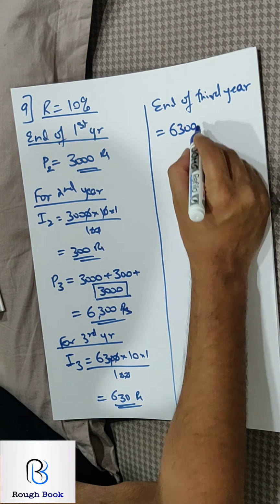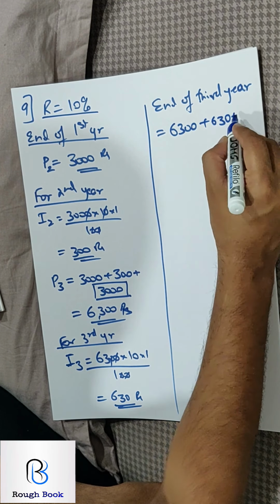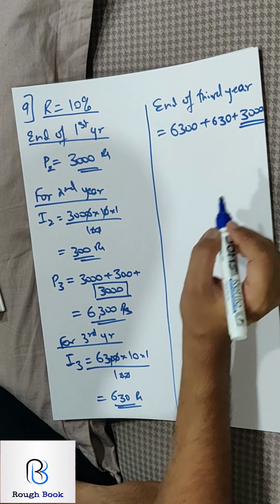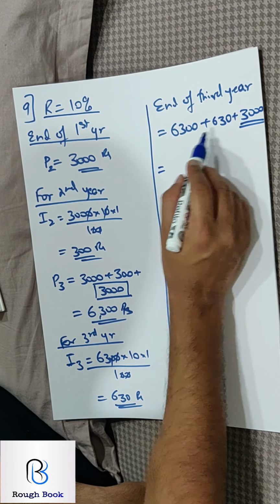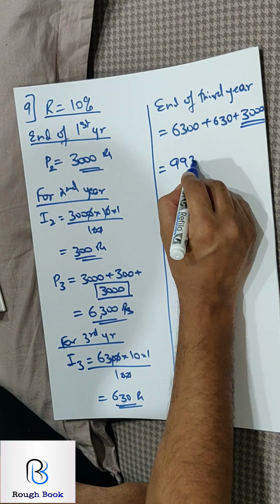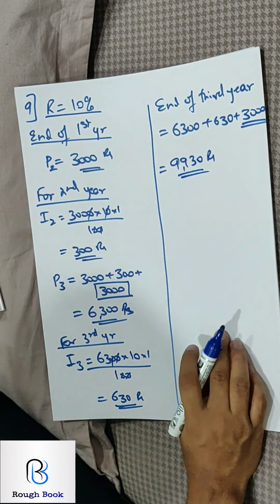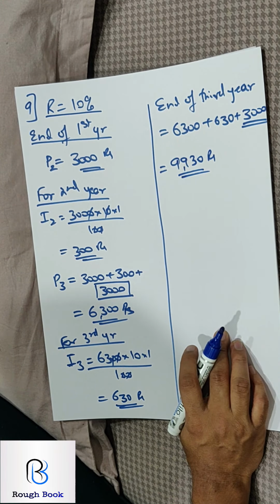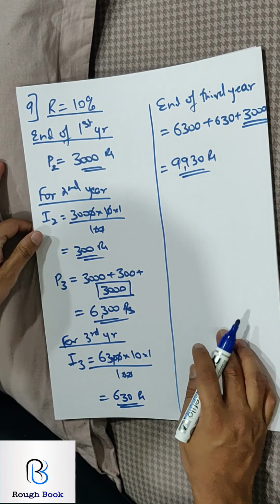6,300 I had, plus I got the interest 630. Did you do this? Plus 3,000 at the end of the year which he saved. So that becomes 9,930. How many managed to get the same answer? Great. Let's understand the whole question.